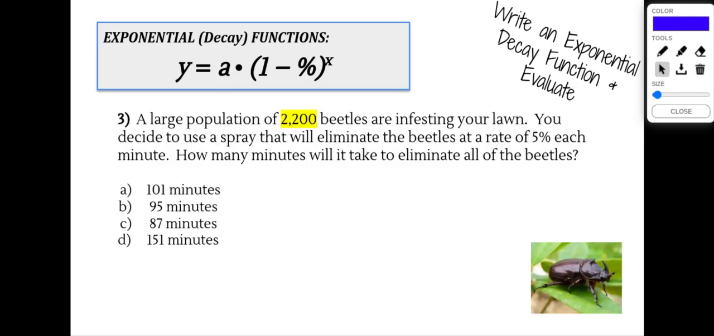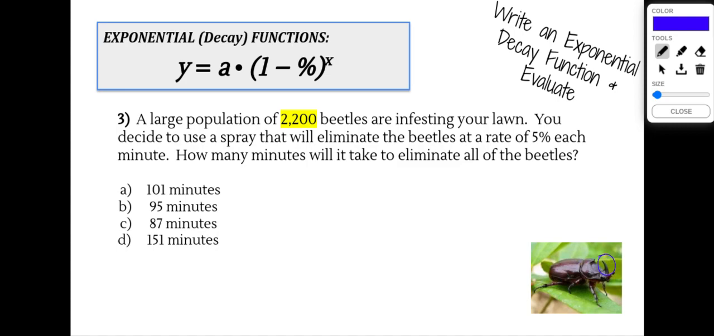All right, on number 3, we got beetles. Don't you love the picture? It almost looks like he has like a horn right here going on. Very interesting. All right, a large population of 2,200 beetles are infesting your lawn. Oh, great. Now we got beetles. Before it was termites eating our foundation. A population of 2,200 beetles are infesting your lawn. You decide to use a spray that will eliminate the beetles at a rate of 5% each minute. How many minutes will it take to eliminate all of the beetles?